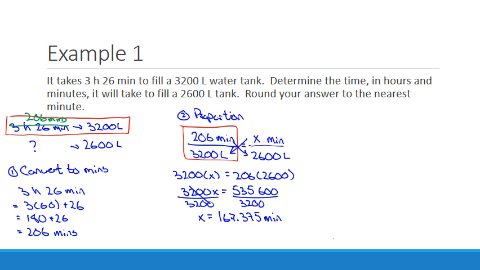All right, so I kind of know the time. It takes about 167 minutes to fill this tank, but it says up here it wants it in hours and minutes. So we have one extra step to do. So often you'd be done there, but in this question they're being a bit more picky. They want it back into hours and minutes.